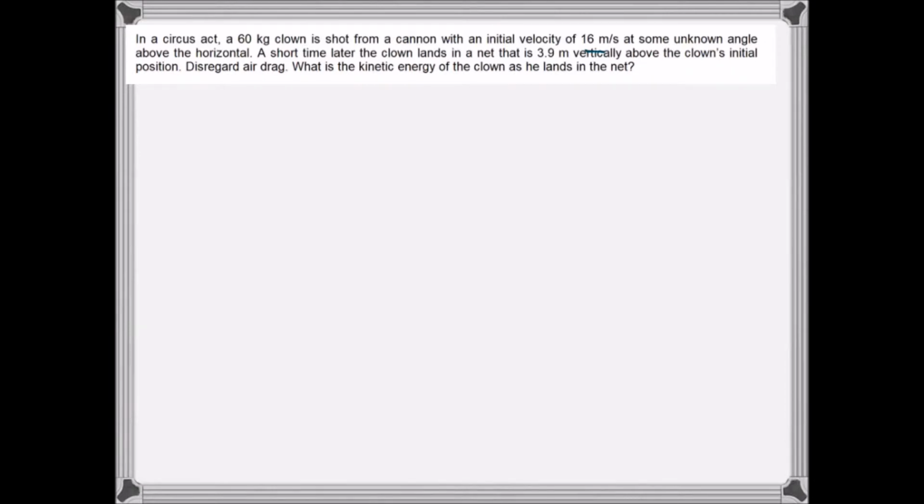So basically the clown is shot maybe at this angle, and let's say the net is somewhere there, so he goes that way and then lands here. This angle we don't know, but we will consider just the energies. Since there is no air drag or any other kind of energy loss, we will consider the mechanical energy to be constant.